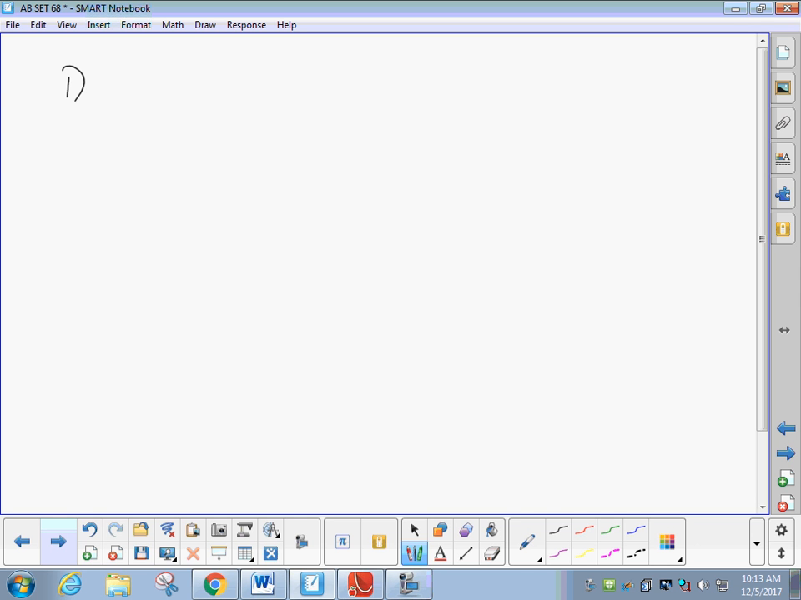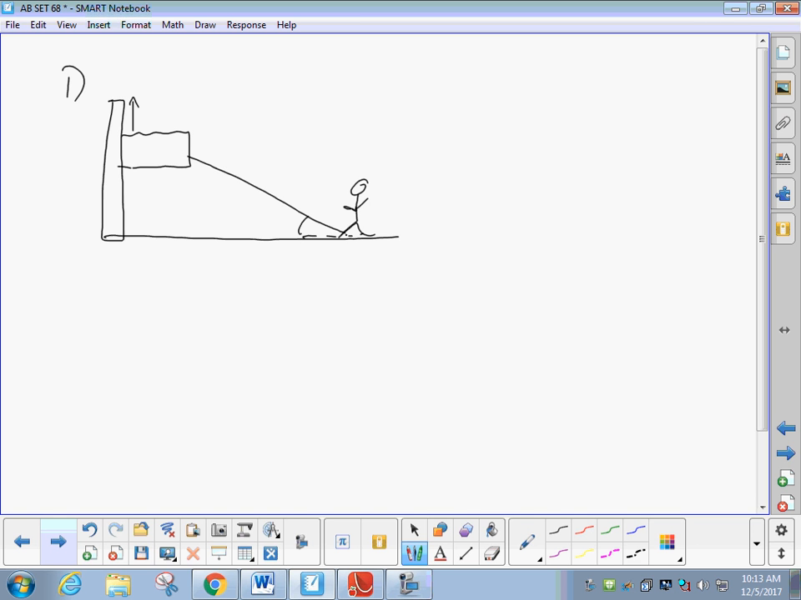All right, so here's the flag pole. The flag is raising. And here's Gaurav. The angle is drawn from his feet. Okay. He's standing 5 meters away. That does not change. That is constant. Leave it 5. The flag is being raised, so this is varying. I'll call it y.